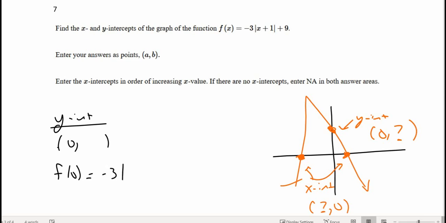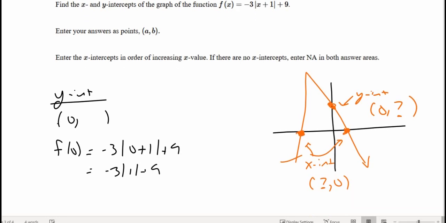That's negative 3 times the absolute value of 0 plus 1, plus 9. So that's negative 3 times the absolute value of 1, plus 9. Now the absolute value of 1 is just 1. So that winds up being 6. So the y-intercept is at the point 0, 6.